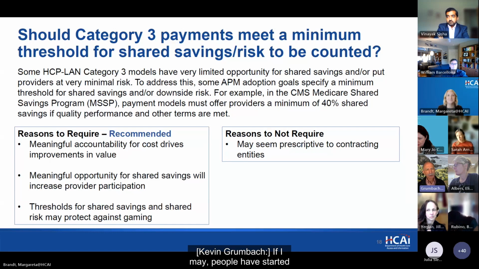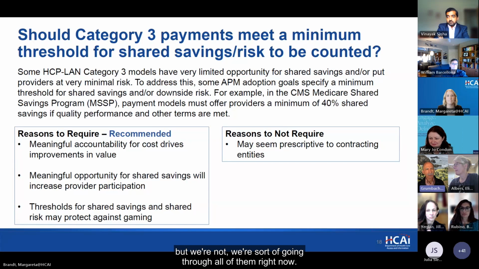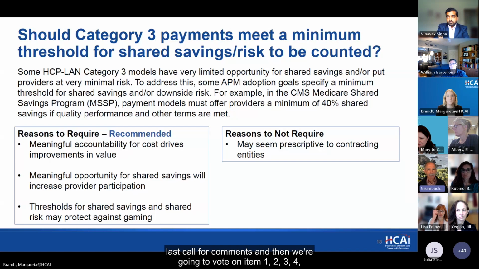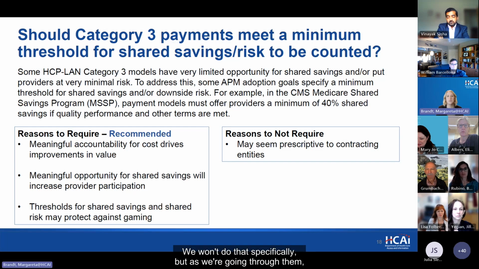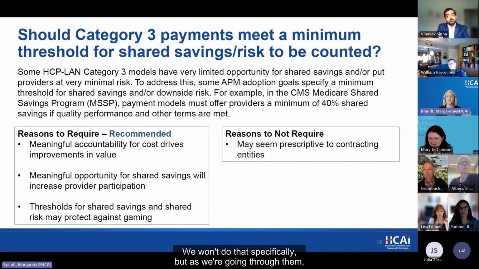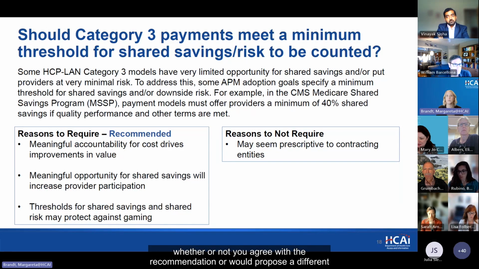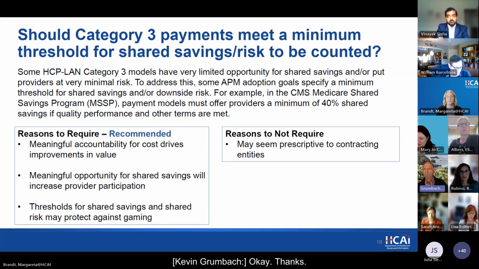If I may, because people have started to comment, I have some comments on others, but we're going through all of them right now. Are we going to say at the end, okay, last call for comments, and then we're going to vote on item 1, 2, 3, 4? I just want to be clear. Yeah, we won't do that specifically, but as we're going through them, we really welcome you all to voice your opinion on either in the chat or verbally, whether or not you agree with the recommendation or would propose a different approach. Okay, thanks. Thank you.